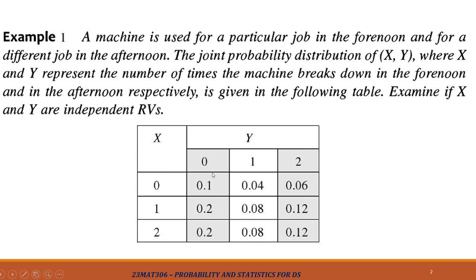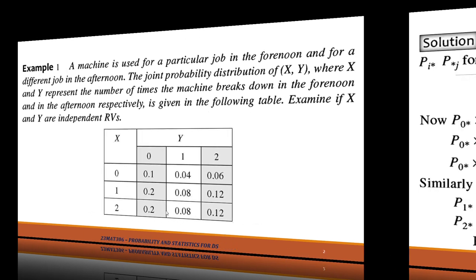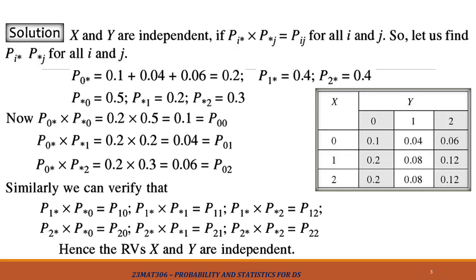This is the given table. These are the x values and these are the y values. So here we have 3 rows and 3 columns. Now we are going to calculate whether X and Y are independent or not. The formula is Pi star into P star j, which is equal to Pij, which means the variables are independent.